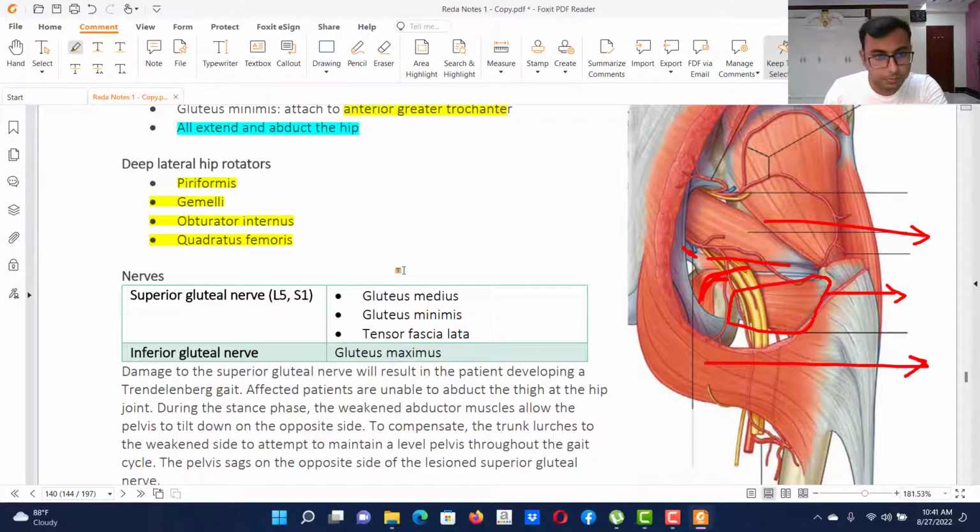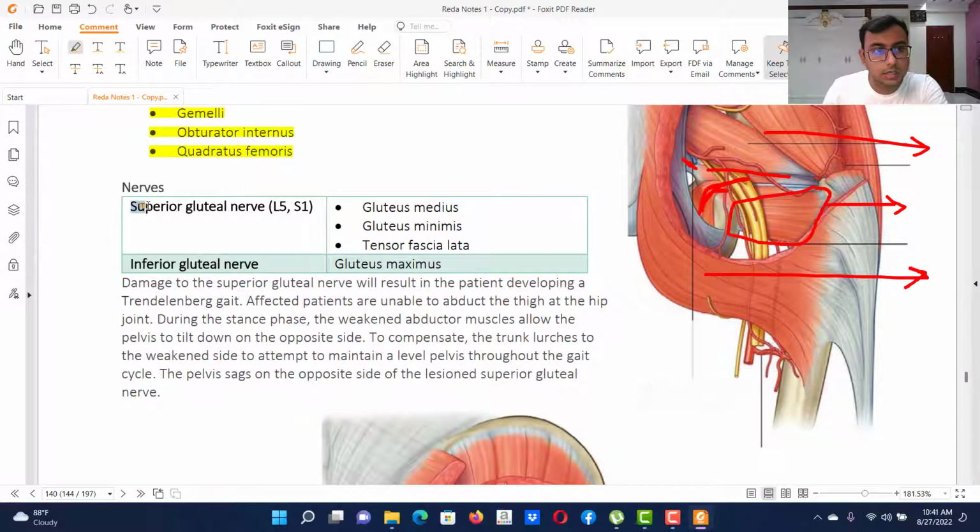Now the important topic is the nerve supply: the superior gluteal nerve. Very important. The superior gluteal nerve supplies gluteus medius and minimus. I have already highlighted with several colors, so see the colors, because these colors indicate different kinds of importance. The superior gluteal nerve is L5 and S1. Remember this. It will supply the gluteus medius and gluteus minimus. These are called the abductors of the hip.